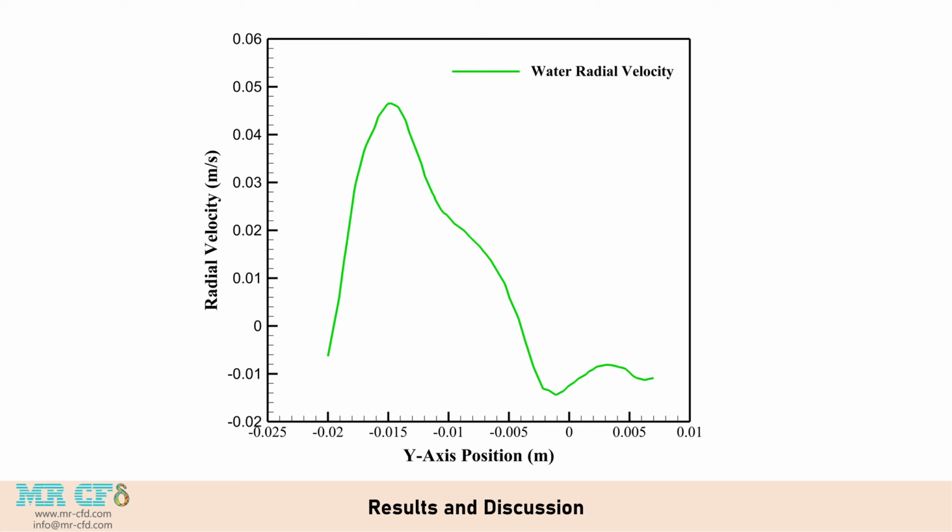The radial velocity of water versus position on a line along the y-axis near the impeller is shown here. As can be seen from the graph, the maximum radial velocity of the water occurs approximately halfway through the impeller blade and is about 0.048 meters per second. It should be noted that the negative values of the velocity in this graph indicate the direction of the radial velocity vector, meaning that at those locations, the radial velocity vector is pointing toward the center of the impeller, not outwards.